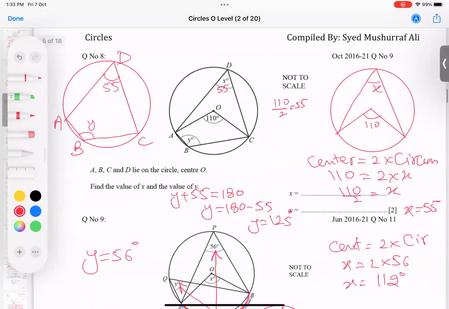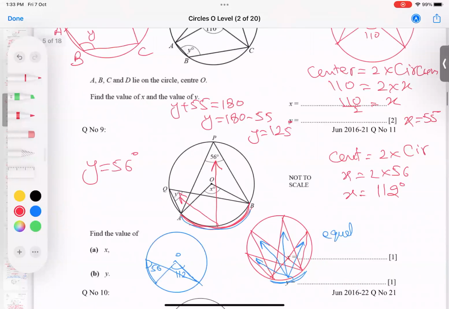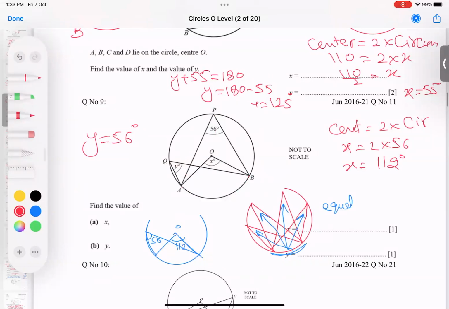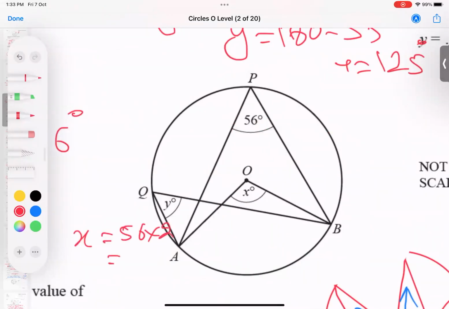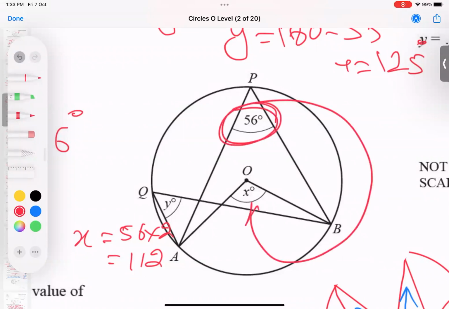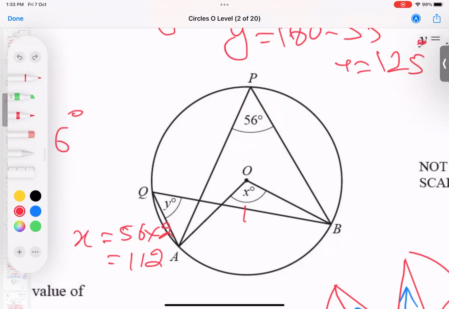Now reverse. In this question, reverse. Reverse means angle at circumference we know, and we want to find angle at center. So X is equal to what? Double. 56 into 2 is 112. So this is coming 112. This angle 56 is given, and this is a double. That is why I got this answer, 112.